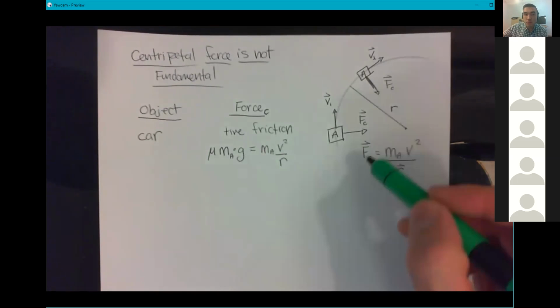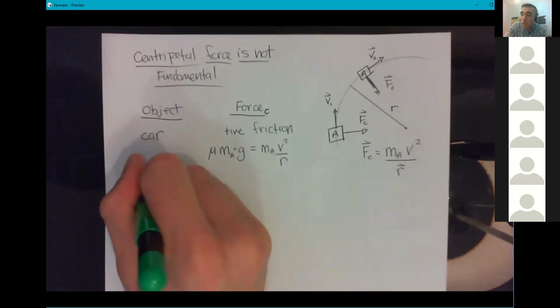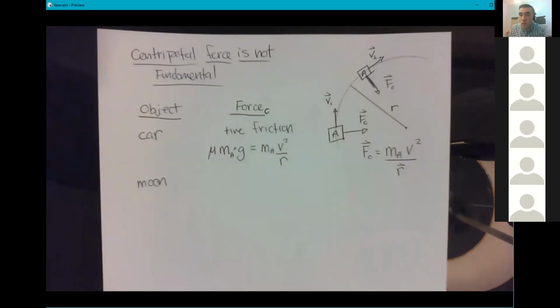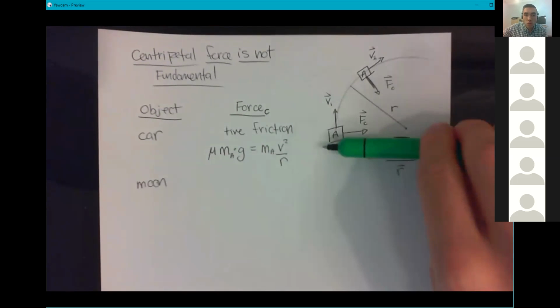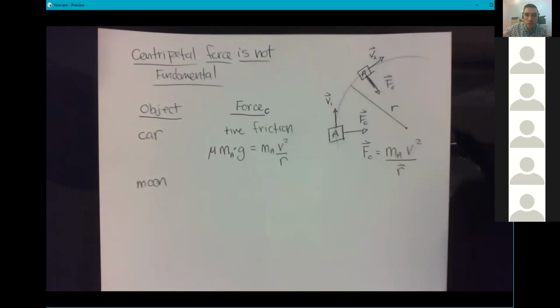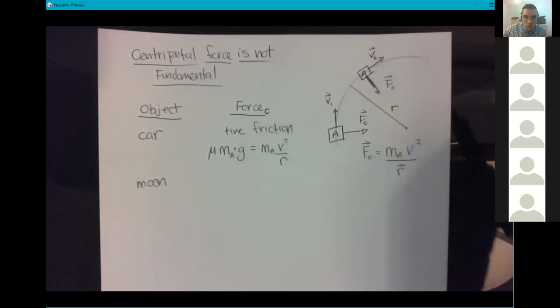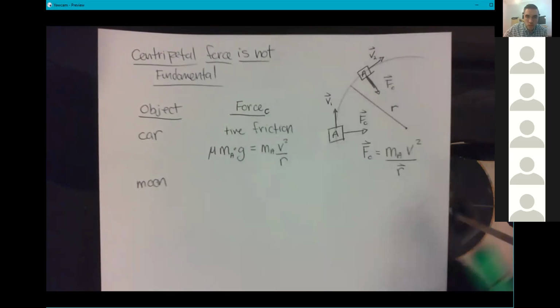Let's say that this object A, and this is a callback to the warm-up, is the moon. The moon goes around the Earth 13 times a year. What makes it do that? Why does the moon do this, where the Earth here is in the middle? It's orbiting. What is the force? What makes it do that? The gravity from the Earth?